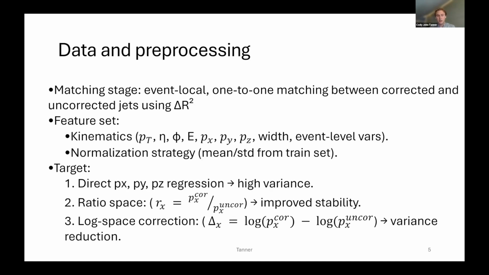So our target: we started with the direct px, py, pz regression, so predicting straight into px, py, pz. But that gave a very high variance in our data. And then we moved into ratio space, so predicting the px corrected over px uncorrected. So basically predicting a correction factor. And this improved stability significantly, cutting the variance down approximately in half. And then we moved into log space, where we take the log of this ratio. This improved the variance even more, again cutting it in half, down to what we have now.